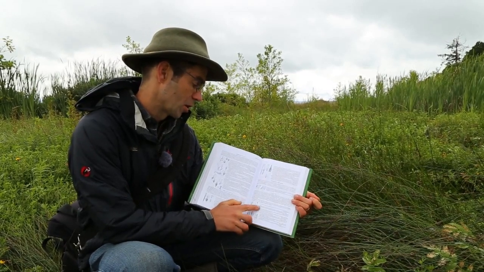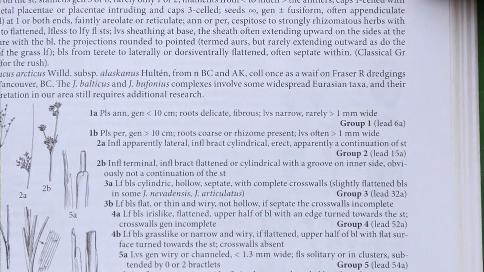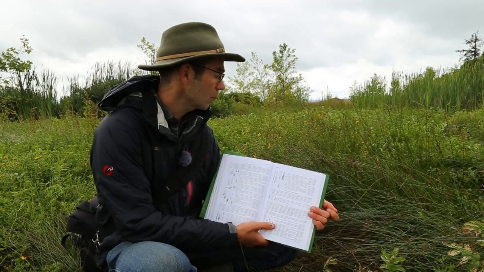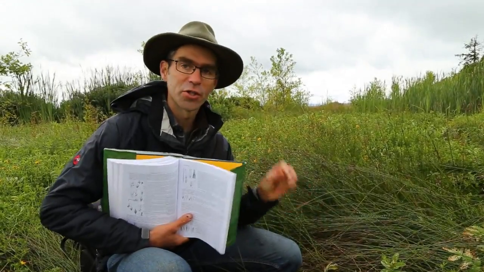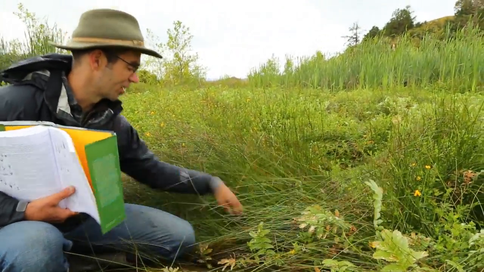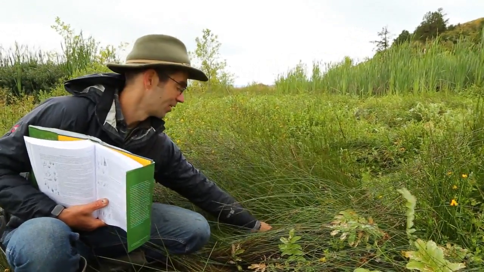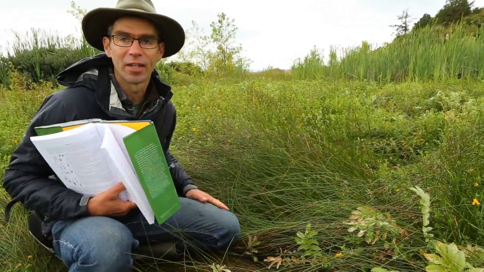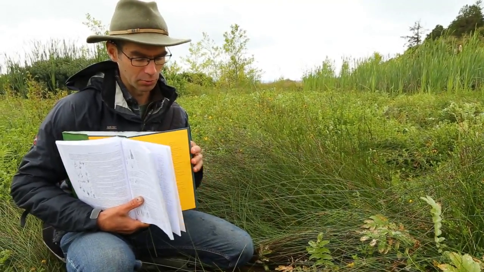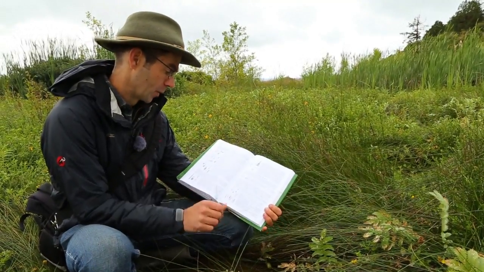So the key starts by asking, 1A, plants annual, or 1B, plants perennial? So if the rush is really well rooted in the ground, that's a good indication that it is a perennial, and that's the case for this. Without a shovel, I don't think I could get this out of the ground because the roots are really well developed. So we can go with 1B, plants perennial.